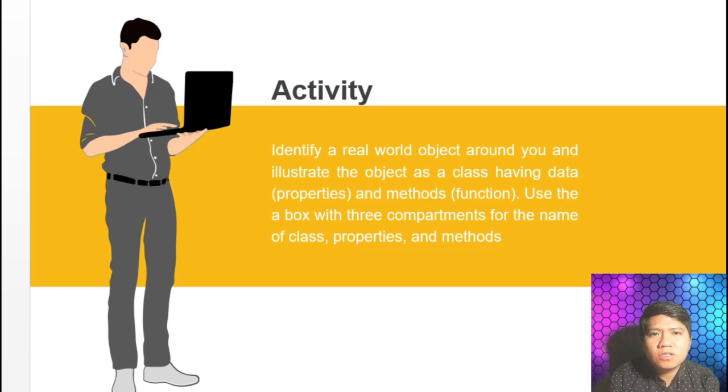So for this lesson's activity, try to identify a real-world object around you and illustrate the object as a class having data or properties, just like my example earlier of a human object, and methods or functions. Use the box with 3 compartments for the name of the class, the properties, and methods, just like what I illustrated earlier. So use that format.